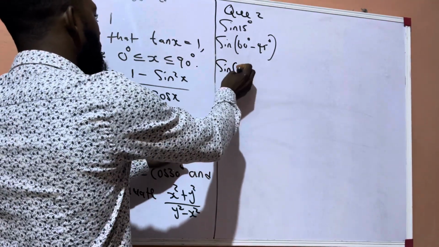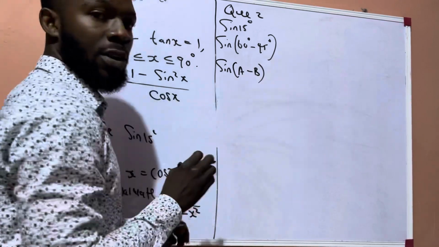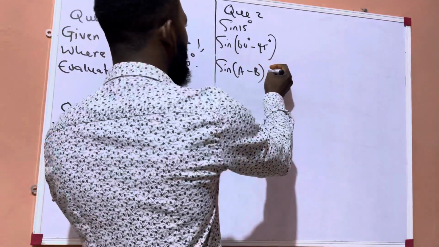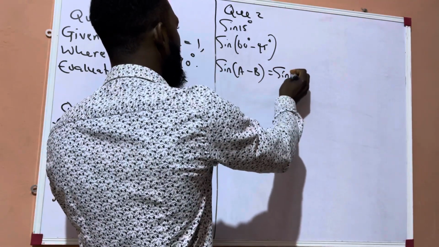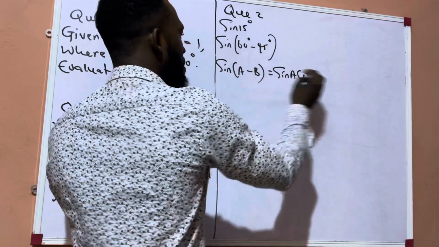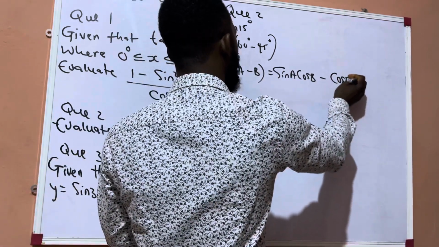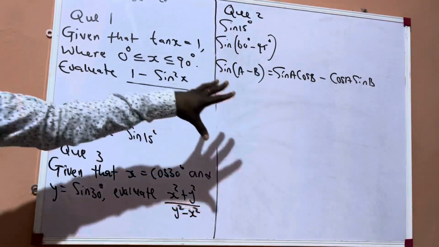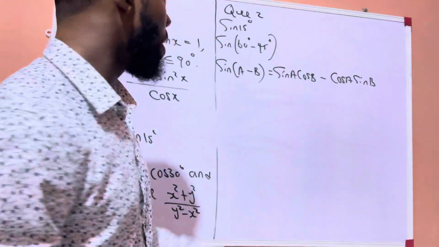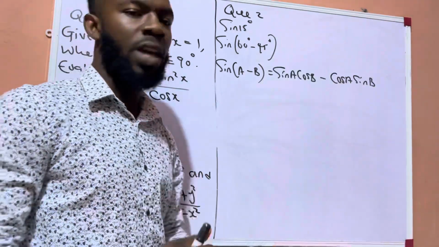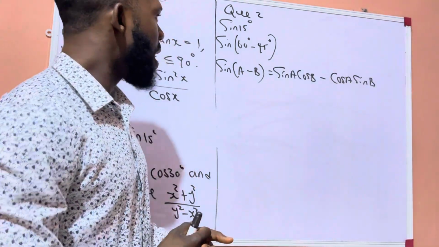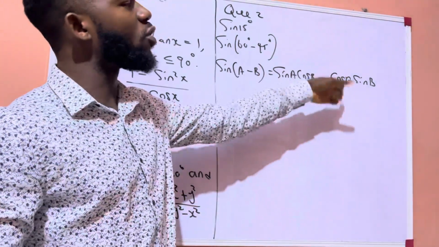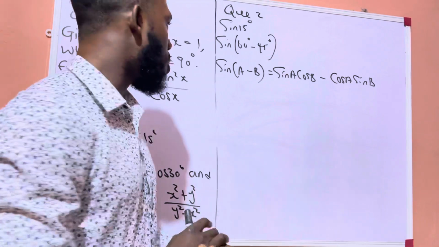Let us use A minus B as the angles, meaning here A is 60 and B is 45. Now sine (A minus B) gives us sine A cos B minus cos A sine B. Yes, this is the formula we shall be applying in solving this question. Sine A cos B minus cos A sine B. Now if it was plus, it should be sine A cos B plus cos A sine B when using the compound angle formula.